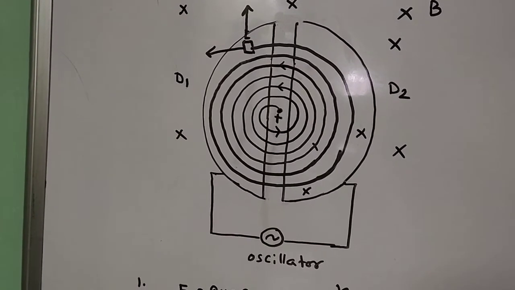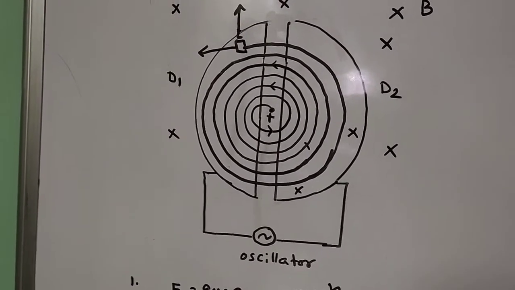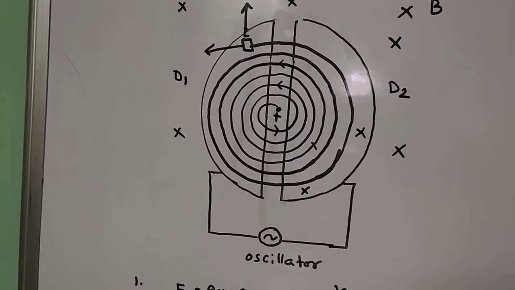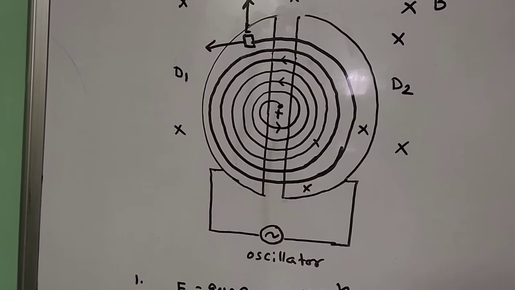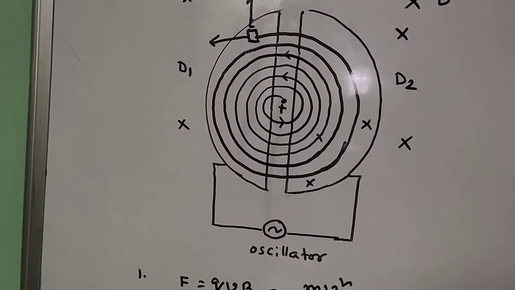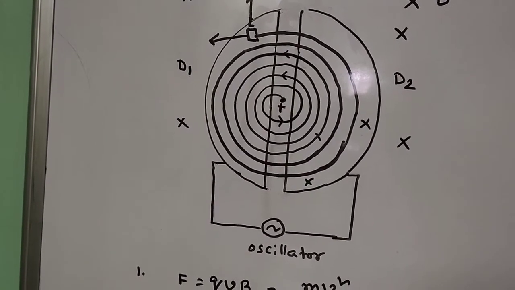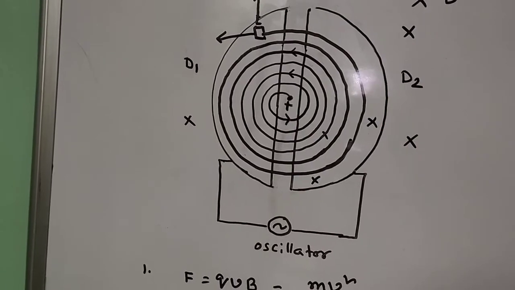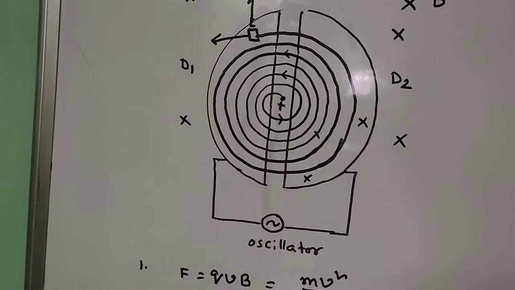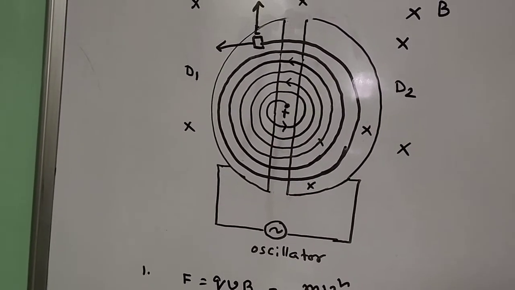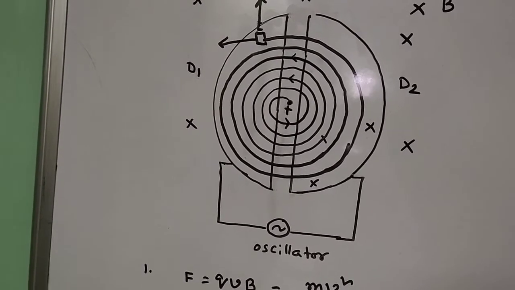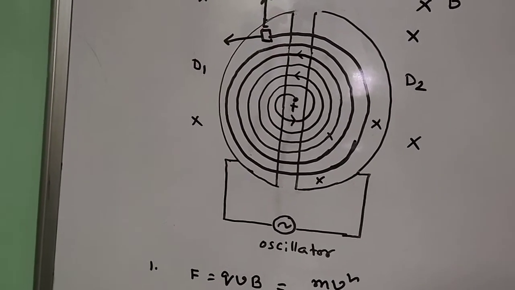Now when it comes out from D1, the oscillator must be such that D2 is at lower potential and D1 is at higher potential. Have you understood? Now if D2 is at lower potential, again that positive charge will get attracted towards D2. Now it will enter D2, and due to the presence of the magnetic field, it describes a circular path.